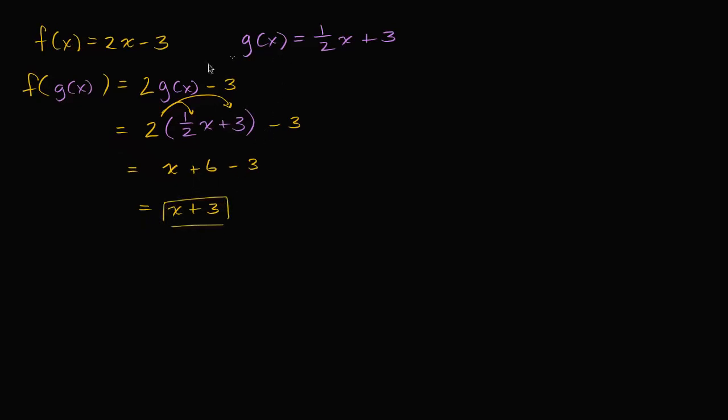Now let's think about what g of f of x is going to be. So g of our input, instead of calling our input x, we're going to call our input f of x. So g of f of x is going to be equal to 1/2 times our input, which in this case is f of x, 1/2 times f of x plus 3. You can view the x up here as the placeholder for whatever our input happens to be. And now our input is going to be f of x.